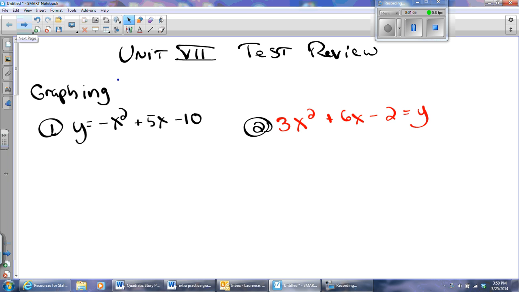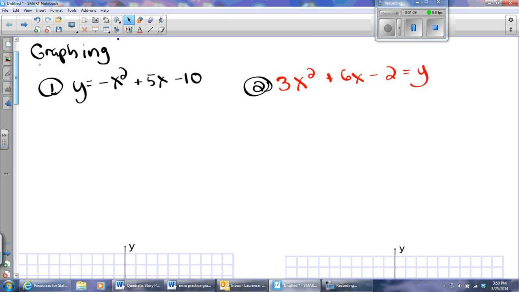Okay, so let's get down to it. Let's practice some graphing here. Now, this first problem I have to graph. First thing I notice right off the bat is A is negative. I'm going to identify A, B, C, right? And since A is negative, I know this parabola is going to open downward.